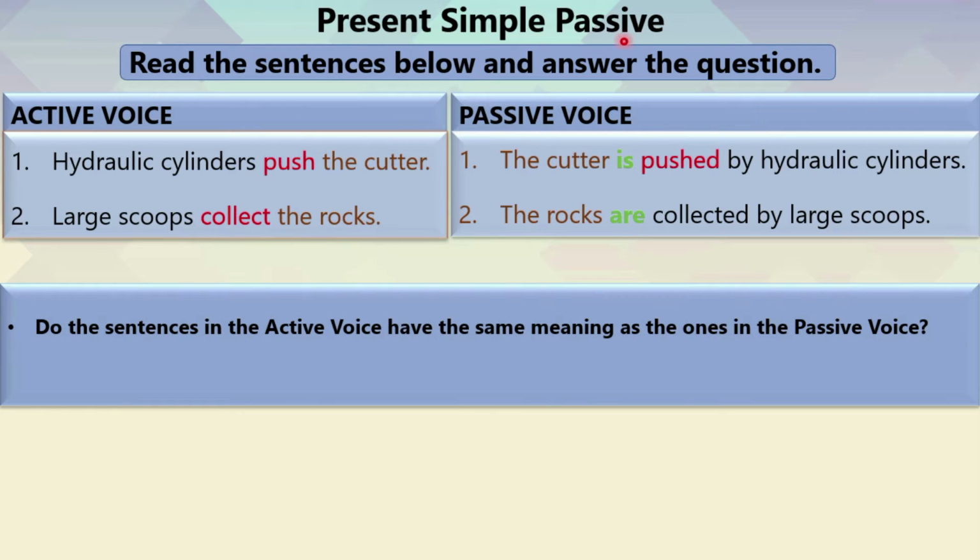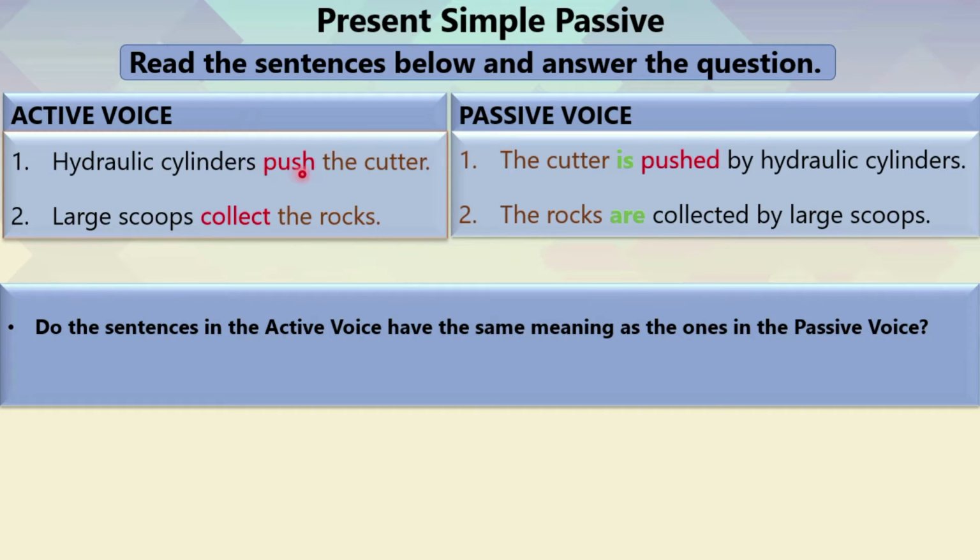Present simple passive. Read the sentences below and answer the question. We have active voice sentences here and the corresponding passive voice sentences here. Our task is to read the sentences and answer this question. Do the sentences in the active voice have the same meaning as the ones in the passive voice? Let's find out.